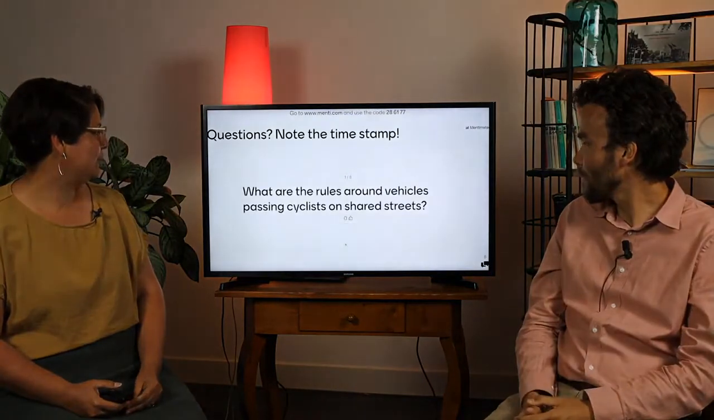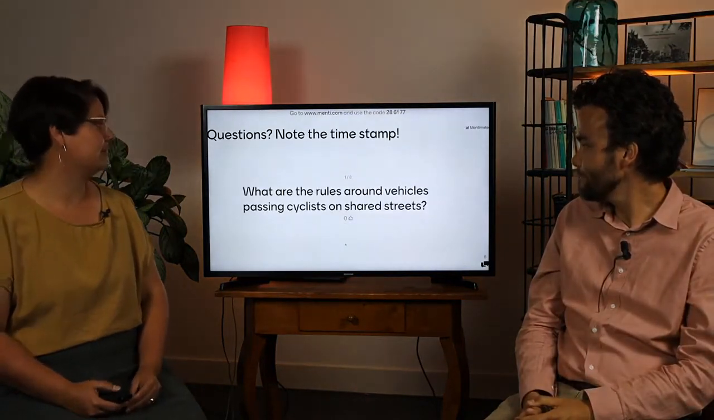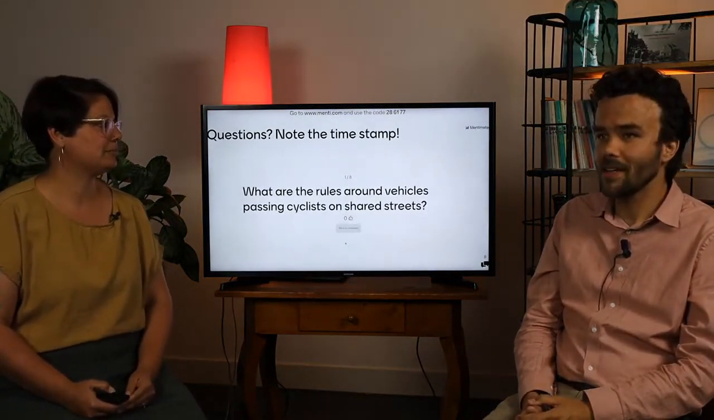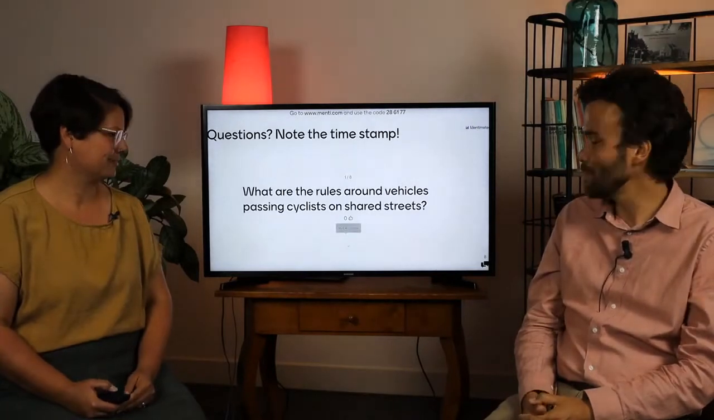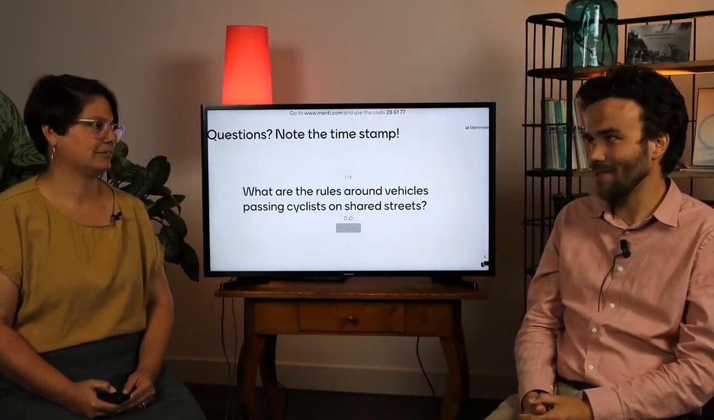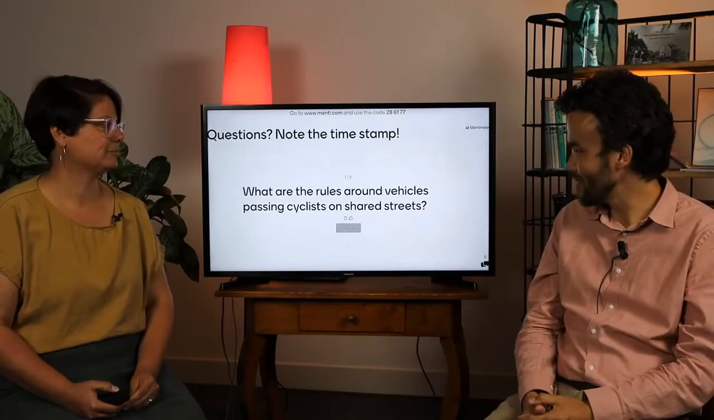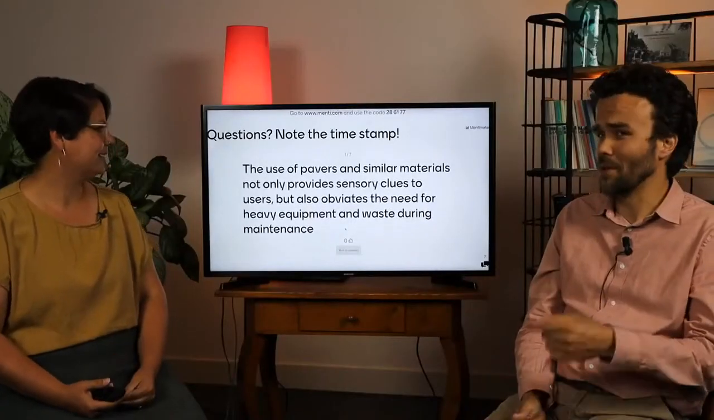Okay, what are the rules around vehicles passing cyclists on the shared streets? You have to do so safely. There's no minimum distance required. We don't have a 3 feet passing law or anything like that. But then the benefit often with shared streets is that the speed is already lower, so people are already being more careful. Because a bike also scratches your car.